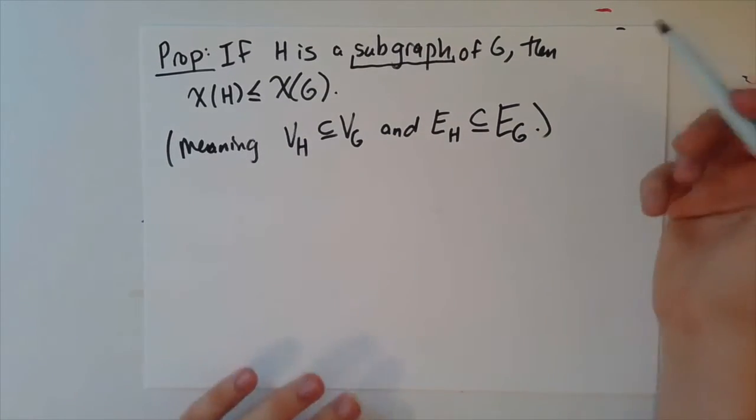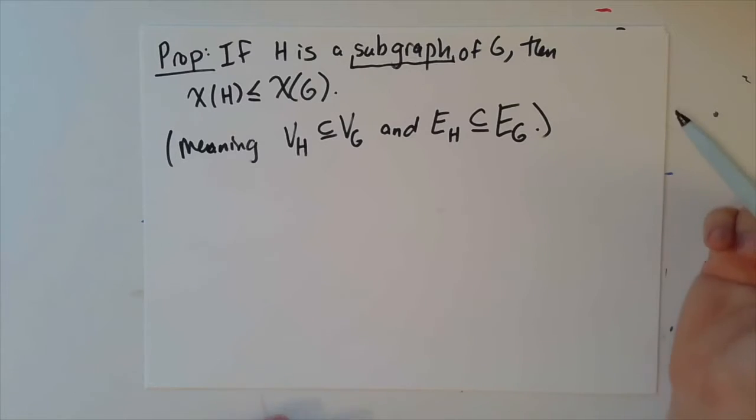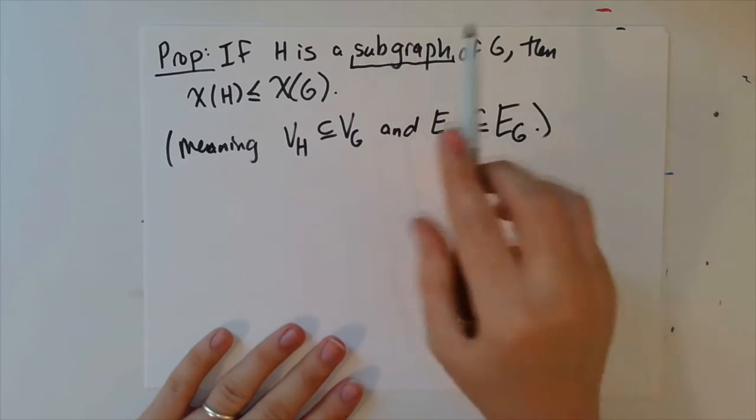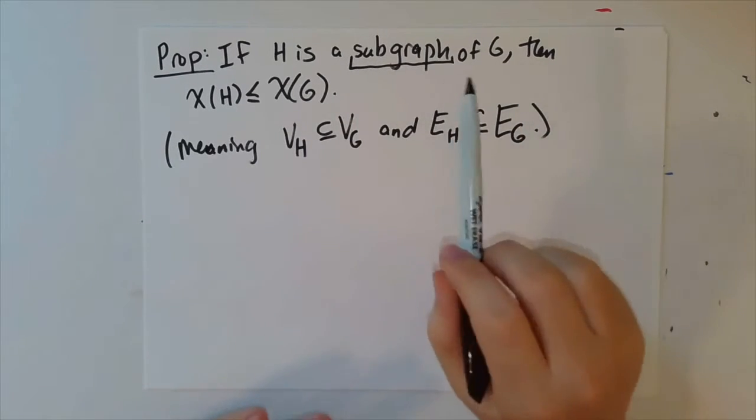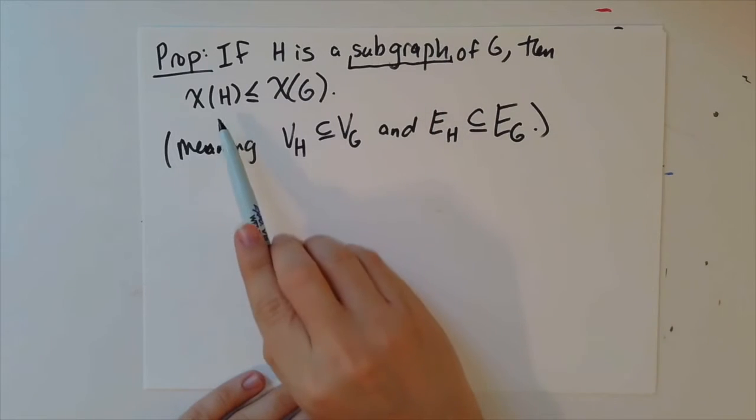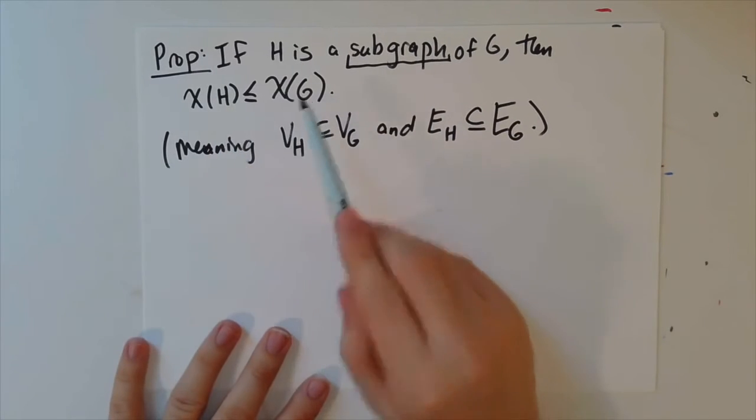And so what this means is if we can identify a subgraph of a graph whose chromatic number we know, that gives us a lower bound of the chromatic number of the bigger graph.